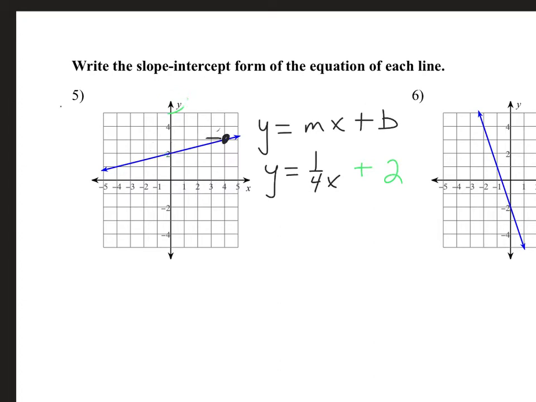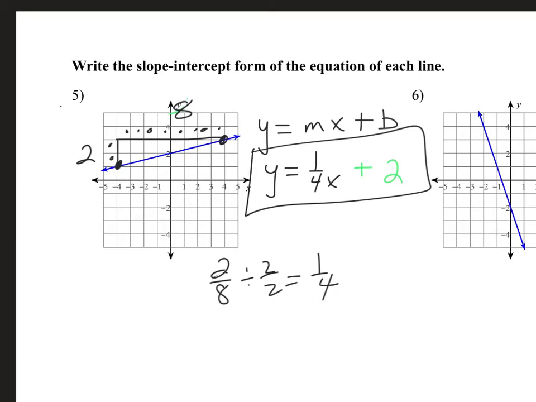It's important for me to point out that even if you didn't choose the same 2 coordinates that I did, like let's say you chose that corner and that corner, you should still end up with the same answer as long as you do it correctly. If you make your little stair step here, your rise is 2 and your run is 8. 2/8 does simplify to 1/4. So either way, you should still get the same answer, which is that equation right there.